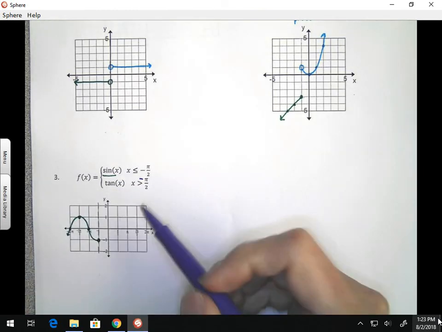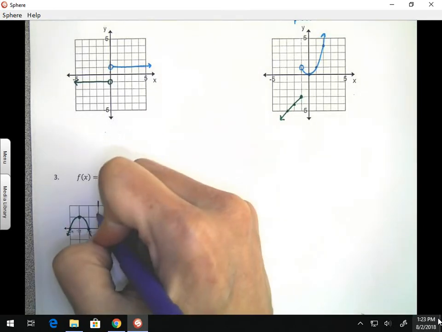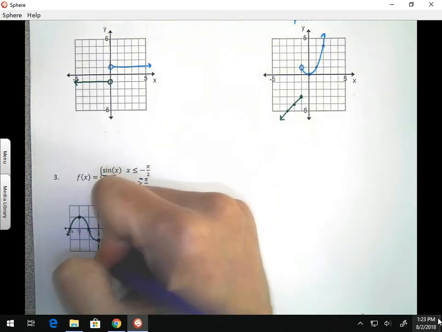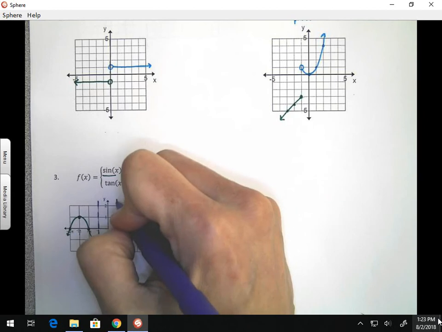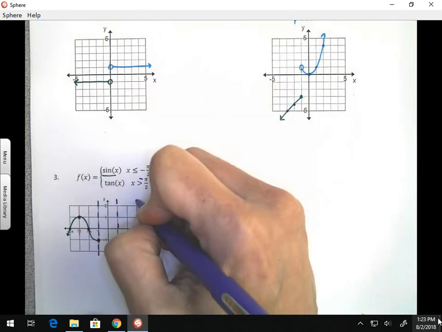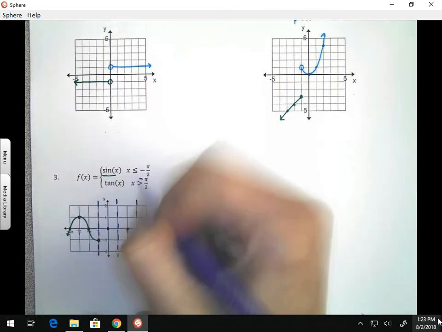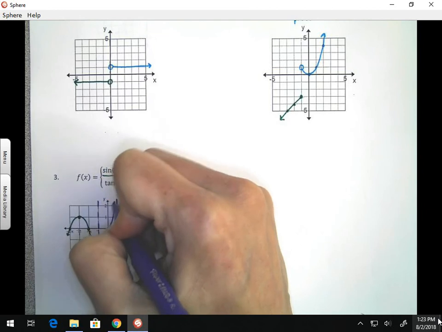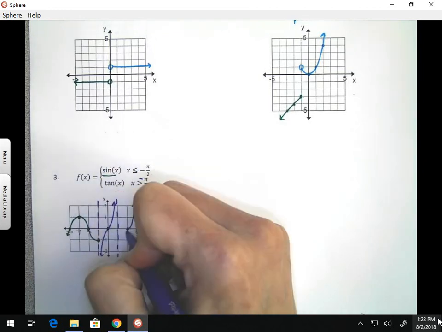Now for tangent, remember we have those asymptotes. So I actually do have an asymptote for my tangent function. It's okay for my sine function to touch because that doesn't apply there, but I know I need that for my tangent. And so in between I have my zeros, and there's my tangent function.